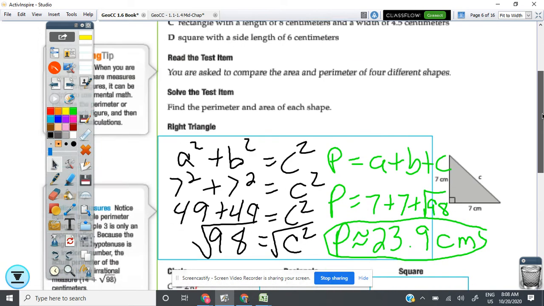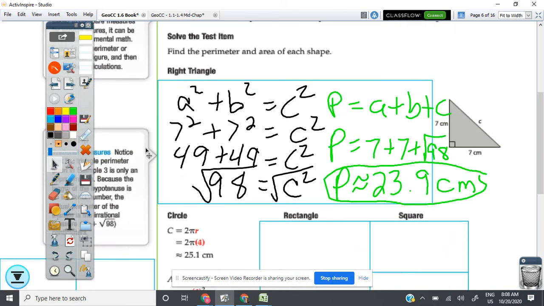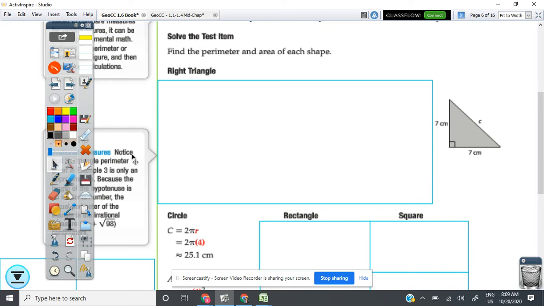Oh, we forgot to do the area up here. So I'm going to get rid of this. We know that the perimeter is 24.9. We have to find the area as well. Area equals 1/2 base times height. Well, let's put the perimeter up here.